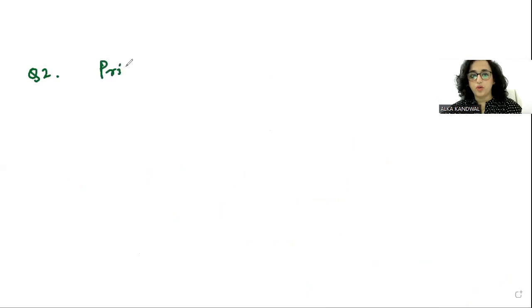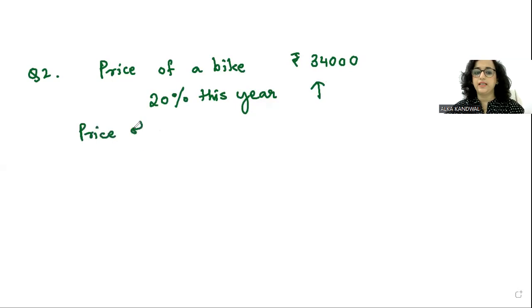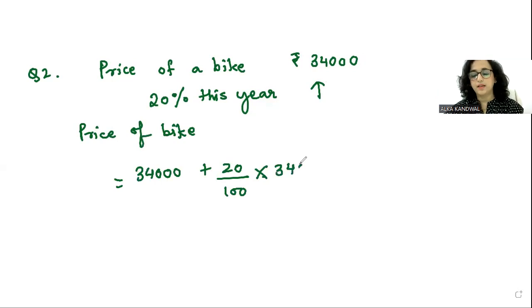The price of the motorcycle, okay, bike was rupees 34,000. ठीक है. And it has increased by 20% this year. 20% increase हुआ है प्राइस में. So what will be the price of the bike now? Tell me, very easy है ना. उसका प्राइस कितना था, 34,000 था और उसके प्राइस में कितना इंक्रीज हुआ, 20%. 20% ऑफ 34,000. बस.